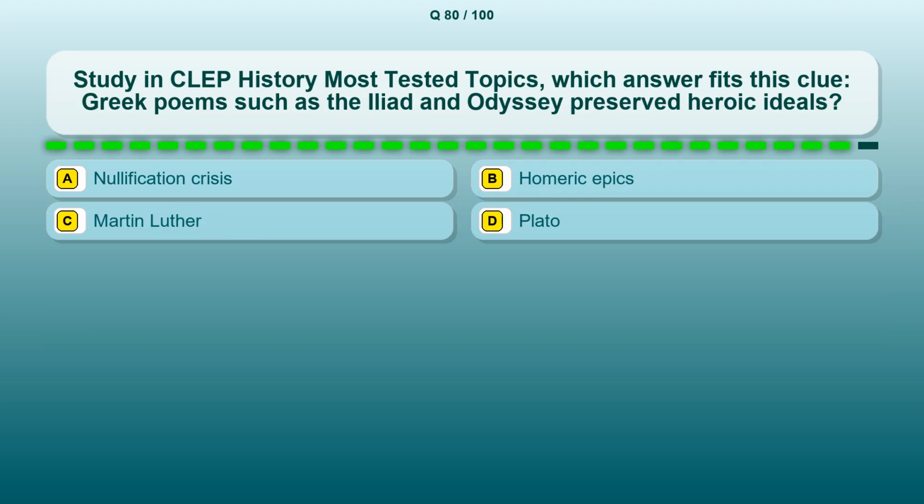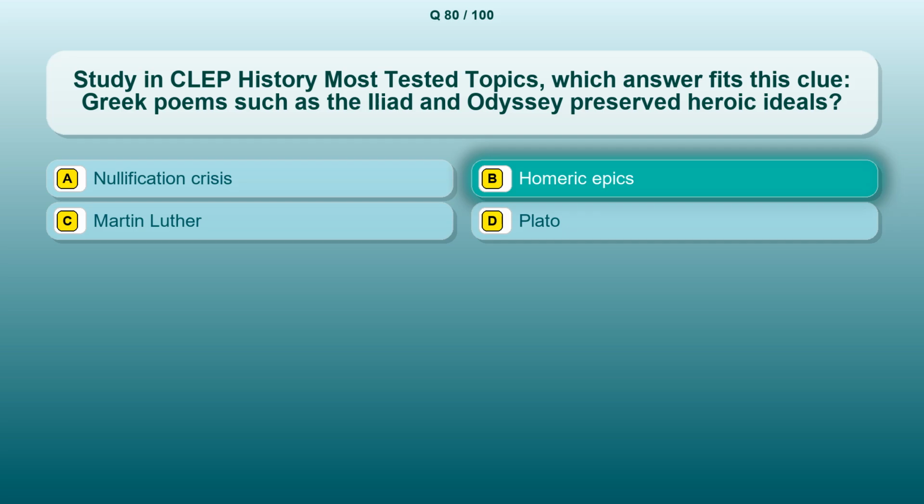Question 80. Study in CLEP history most tested topics. Which answer fits this clue? Greek poems such as the Iliad and Odyssey preserved heroic ideals. Option A. Nullification crisis. Option B. Homeric epics. Option C. Martin Luther. Option D. Plato.